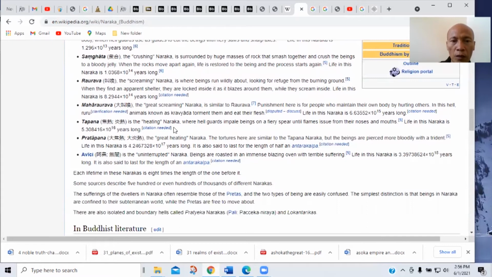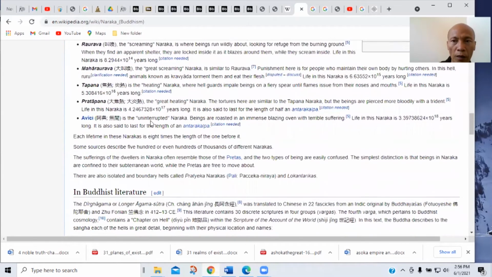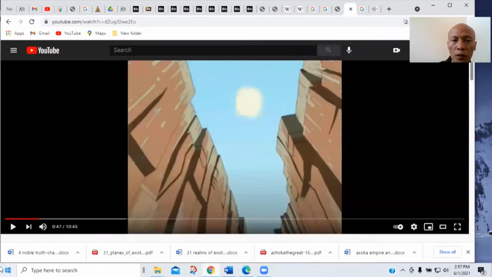And the heated hell, where the hell guards impale beings on a fiery spear until the flame comes out from the nose and the mouth. The next one is the dread heat. The torture is that they pierce the body until it's bloody. And the last one is Avici, or uninterrupted hell. They would be roasted or burned with intense fire. So these are the 8 types of hell. And let's go to the next one. The next realm you can watch, and I can explain later on.